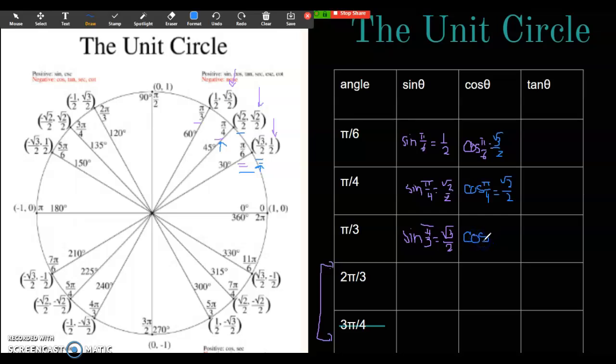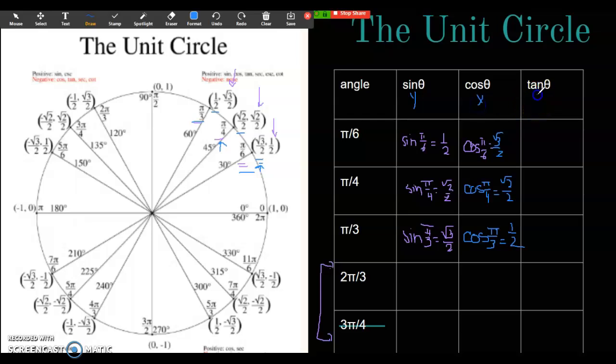And the cosine of pi over 3. So I go to pi over 3 on the unit circle. I look at the x, and I know that that is 1/2. So the cosine of pi over 3 has to be 1/2. All right. Sine is the y, cosine is the x.